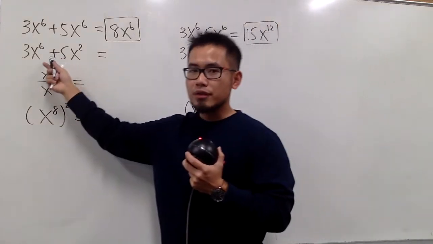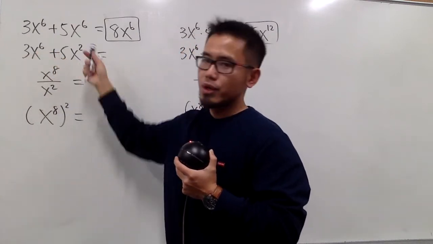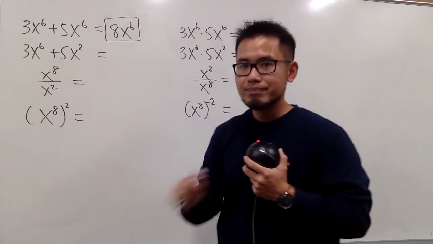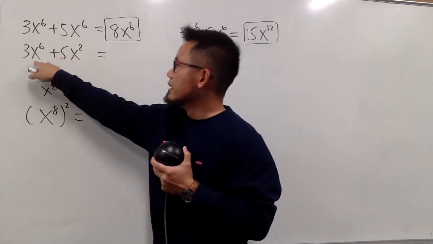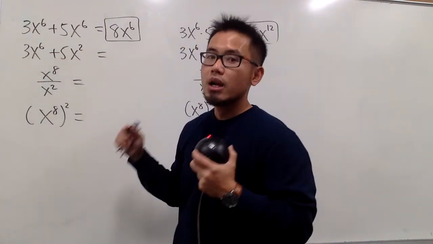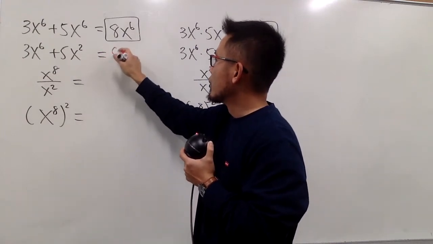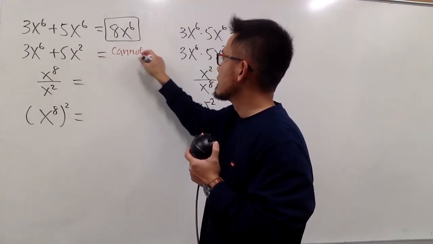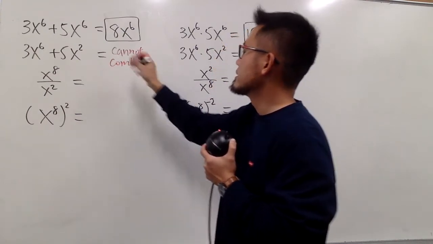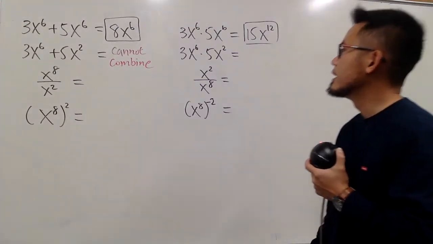And now let's take a look at this right here. We have 3x to the 6th power plus 5x squared. Can we do anything right here if we want to combine them together? No, we cannot, because the x right here has the 6 for the exponent and this is x to the 2nd power. They are not like terms. So the best response for this is that we cannot combine these two terms together.